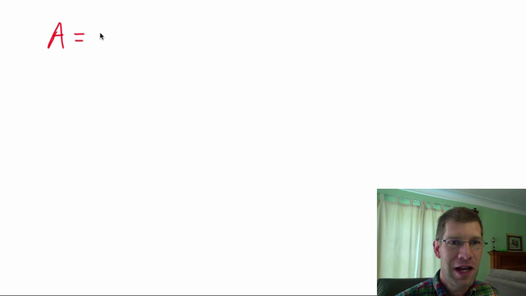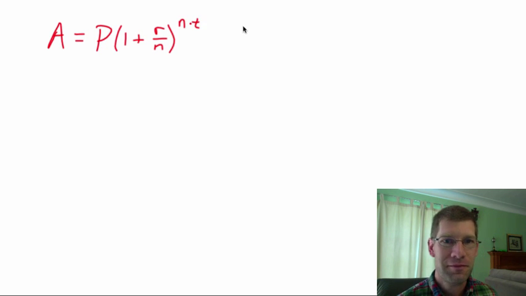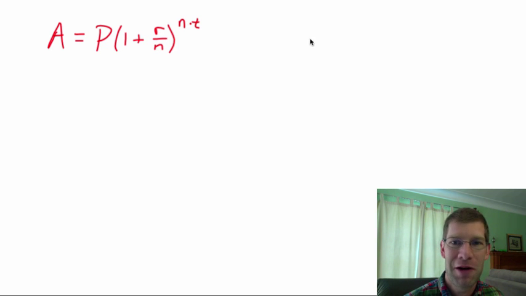A equals P, both capital, times parentheses 1 plus r over n, and the parentheses to the n times t power. But this equation here will work for interest no matter how many times a year it's compounded. I'm going to write out what the different variables stand for. So A, I'm just going to say, is the amount of money you end with.